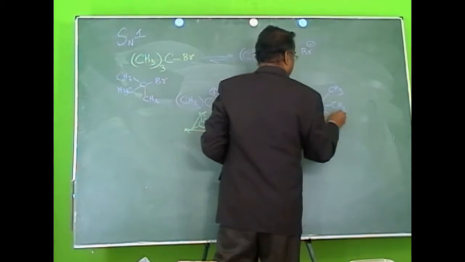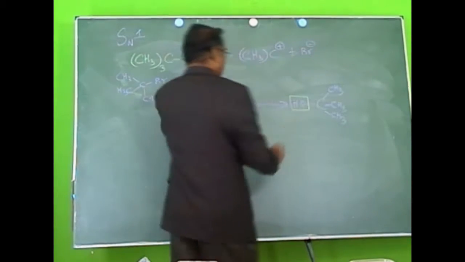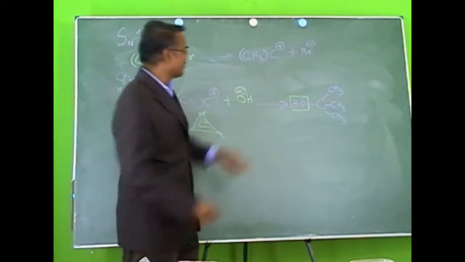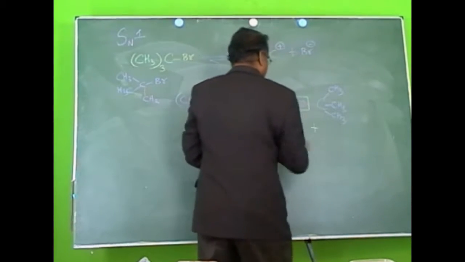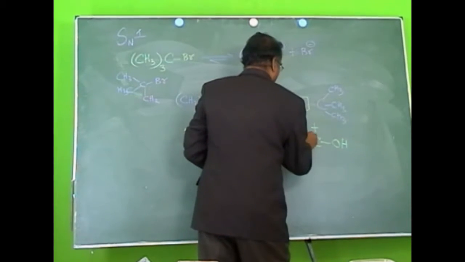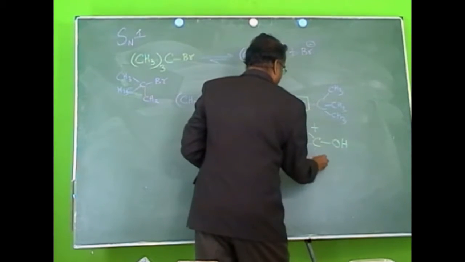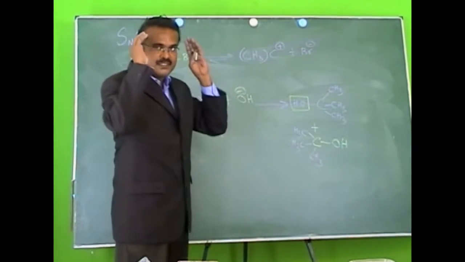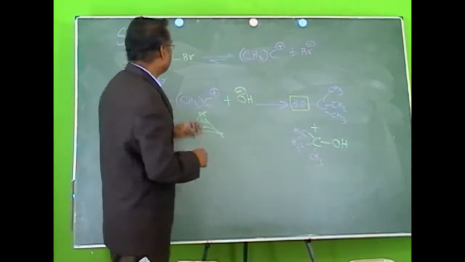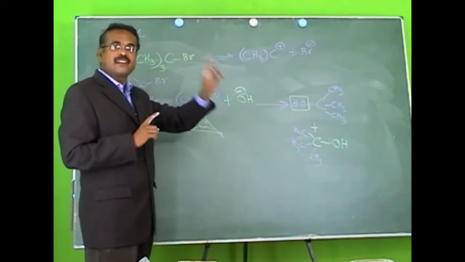So this product is inversion of configuration, where you can see OH minus attacks on the back side of the molecule, it ends with inverted structure, plus retention of configuration, where OH minus attacks at the front side. So SN1 always follows with an intermediate called carbonium ion, whereas SN2 goes through a transition state. That is the biggest difference between SN1 and SN2.